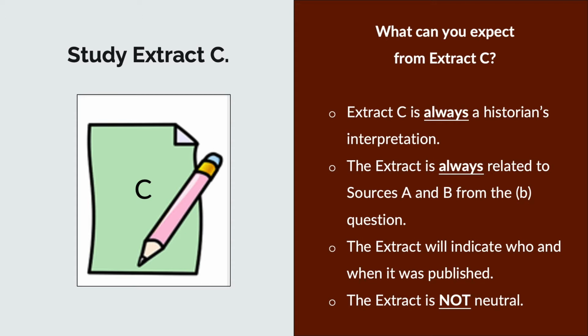The extract will also indicate who and when it was published. The reason why this is important is that interpretations of historians change over time. So if this is a very old interpretation, there may be certain interpretations which are more modern, if you will. I just mentioned this, however, at the IGCSE level, this is probably something you don't have to think about too much. And lastly, with the extract, it's never neutral.